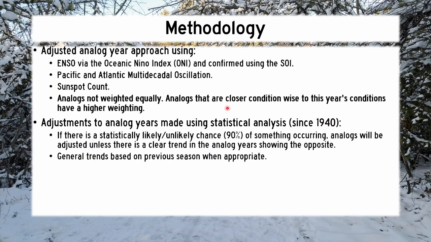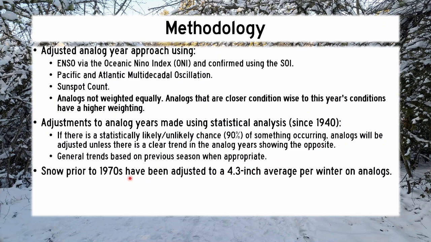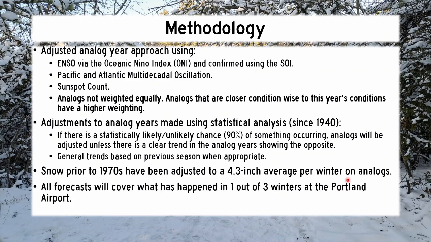And while I do use analog years going back to 1900, the statistics only go back to 1940 because that's when the Portland airport data started. Snow prior to the 1970s has been adjusted to a 4.3 inch average per winter on analogs. That is the average snowfall that we have experienced since the 1970s, and that has been relatively stable. All forecasts will cover what has happened in 1 out of 3 winters at the Portland airport. So if I was just throwing darts, I would get about 1 out of 3 parameters correct in that case.